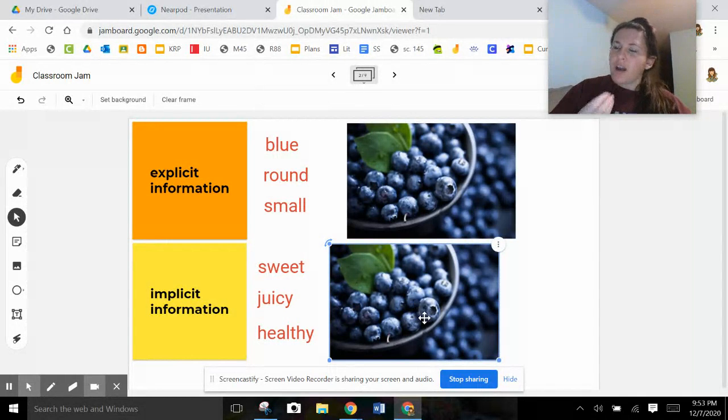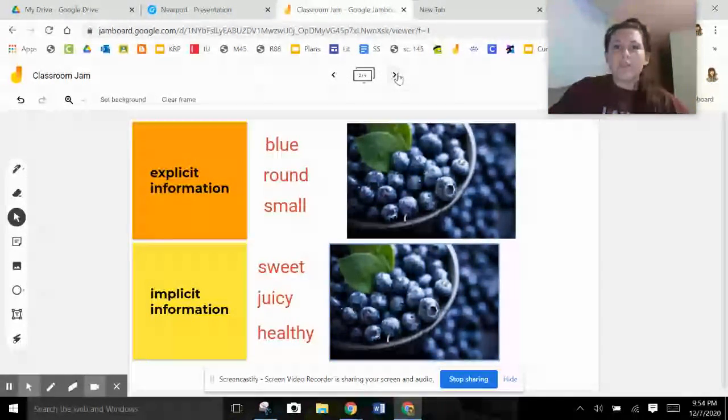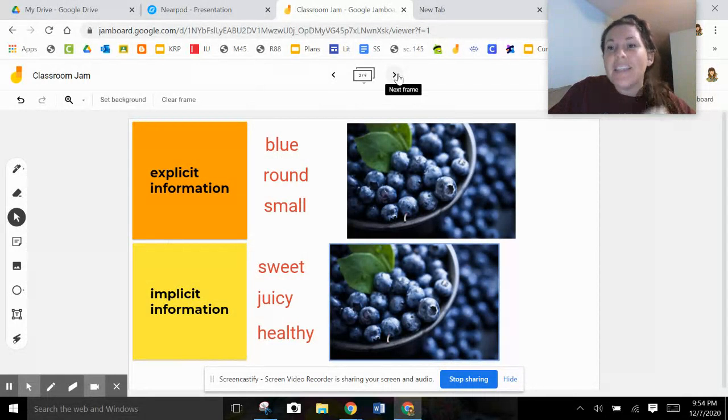They're also juicy on the inside when you bite into them. You cannot tell that from this picture. You have to either have had somebody tell you that information and you remembered it, or you've experienced it yourself and you remember it. It's in your brain. And also, they're healthy for you. So again, either you have learned that blueberries are healthy because they're a fruit, but that's something you know from your brain. You cannot tell that stuff from just this image. So you're going to find out today in our tarantula text that there's some hidden information, implicit information that you have to use your brain to find.